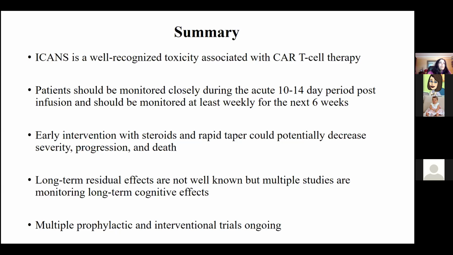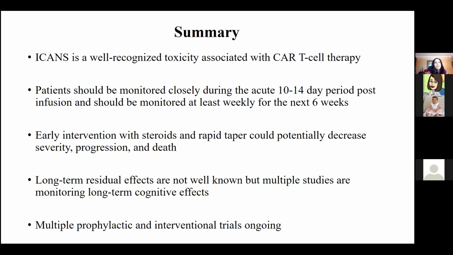We don't know what type of long-term residual effects patients may have, but there are multiple studies, and we have one here where we're looking at long-term cognitive effects. And there are multiple prophylactic and interventional trials that are ongoing. So this can be a very severe toxicity.